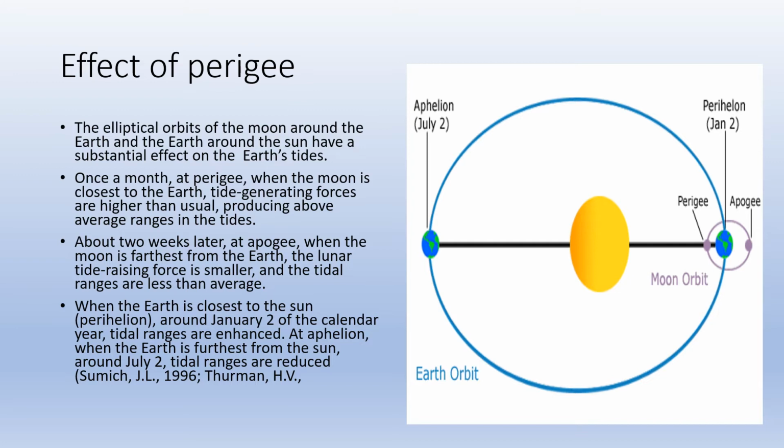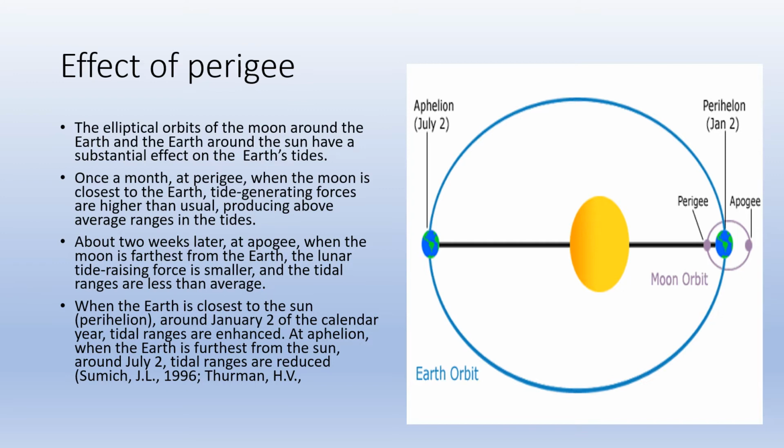Once a month at perigee, when the moon is closest to the earth, the tide generating forces are higher than usual, producing an above average range of the tide. But two weeks later, at apogee, when the moon is farthest from the earth, the lunar tide's rising force is smaller and the tidal range is less than the average. It's a very important function we have to understand.